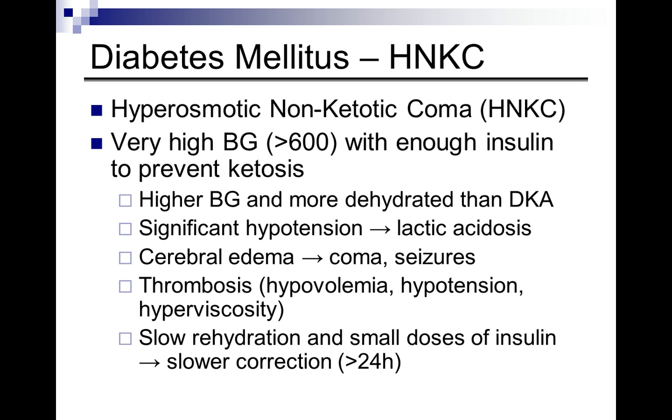Now we need to contrast this with HNKC, hyperosmotic non-ketotic coma. This usually occurs in type 2 diabetics and is associated with extremely high blood glucose of often greater than 600 and even sometimes as high as 1,000. The patients have enough insulin to prevent ketosis, and these patients usually have higher blood glucose and are even more dehydrated than patients in DKA.